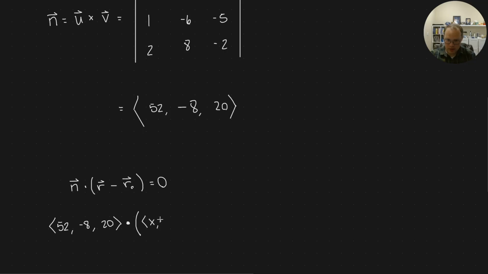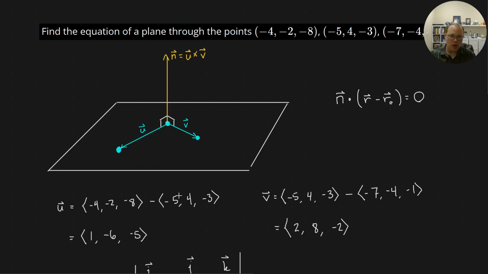Variable vector x, y, z, and then the point in the plane r0. Any one of these points will work. I could choose any one I want. I'll just choose the first one, -4, -2, -8.